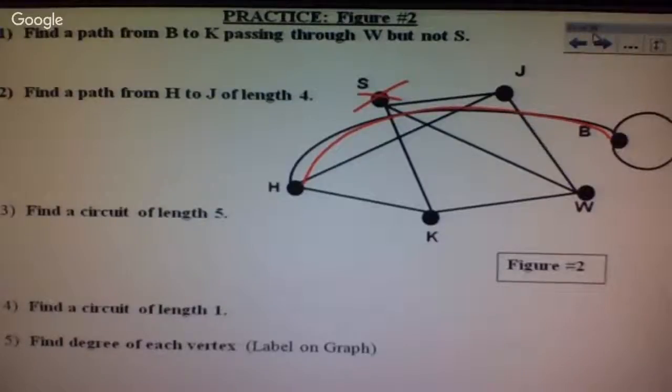How do you do it? Does it have to be in order? Which one do I have to do first? Yeah, you have to give me which way you travel. So you went from B to H, H to J, J to W, W to K. That's good. That's good. Yes.